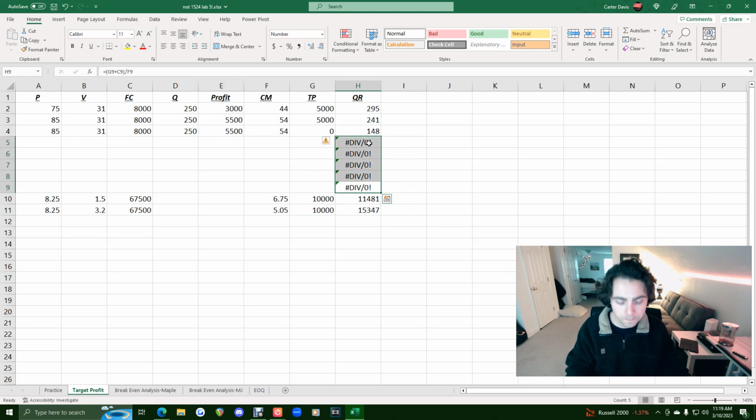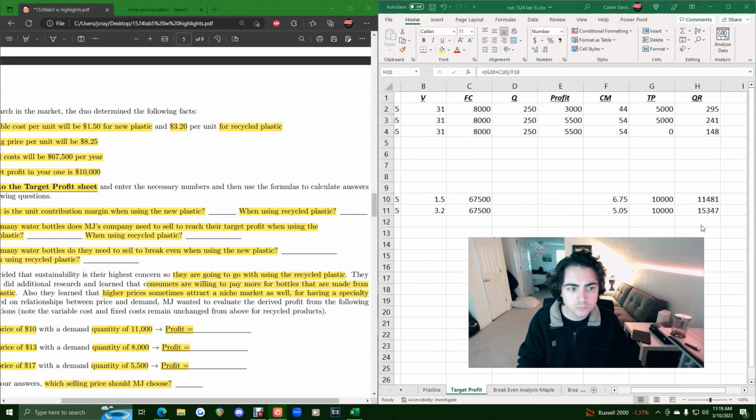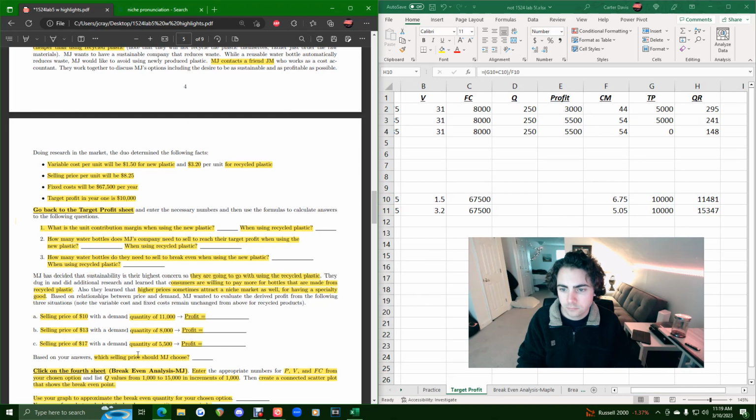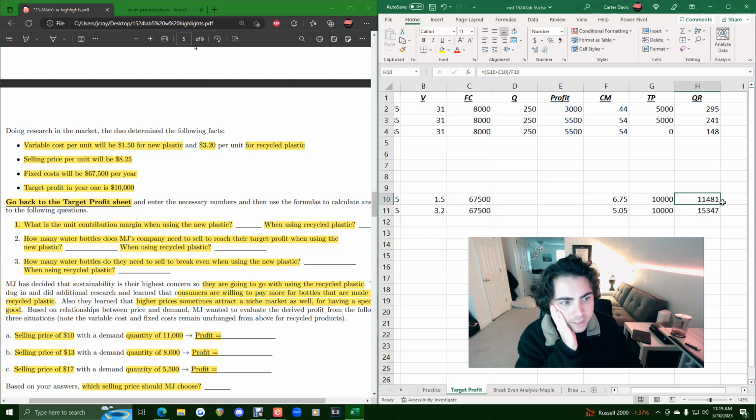All right. So, getting back to it. These are the quantities required to reach this target profit, right? Sorry, it's a little small, doing the split screen here. How many water bottles do they need to sell to reach the target profit when using new plastics? That would be 11,481, and when using recycled plastic, 15,347. So, I mean, 4,000 more they have to sell to reach that profit when they're using recycled plastic.